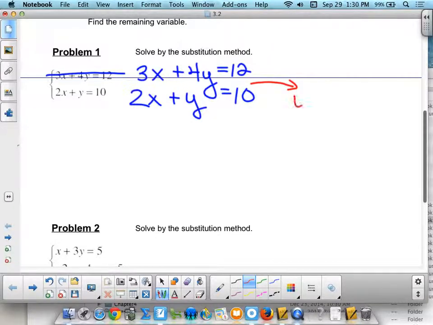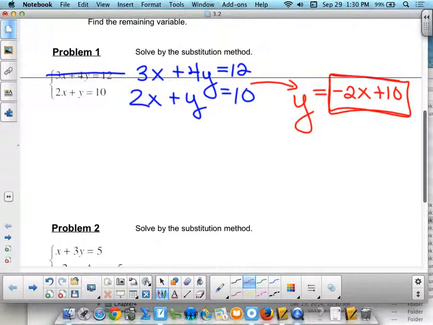It would read y equals negative 2x plus 10. Do yourself a favor. Circle it. What does y equal? Circle it. And then right above it, write the word home. Now why do I have you write the word home? Because at the end of the day, where does everybody go? Home. We all go home.